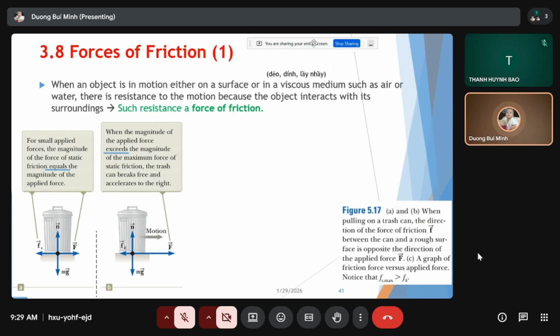So for any system, we have two kinds of power. The first one is the useful power, and the second one is non-useful power. If we have friction force, it will produce power losses, that means non-useful power. So we try to reduce the magnitude of the friction force as much as possible, right?